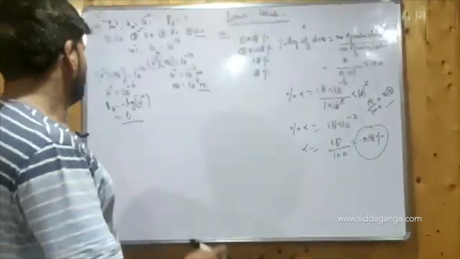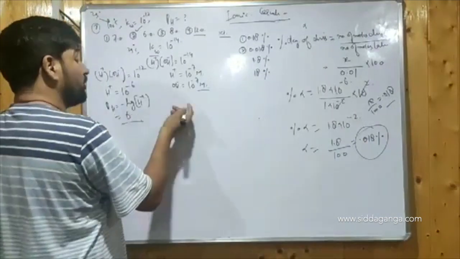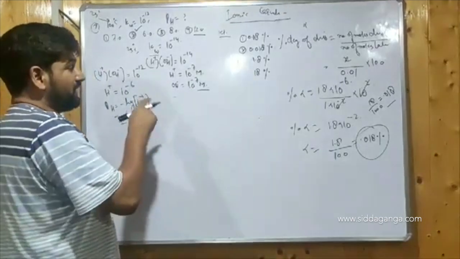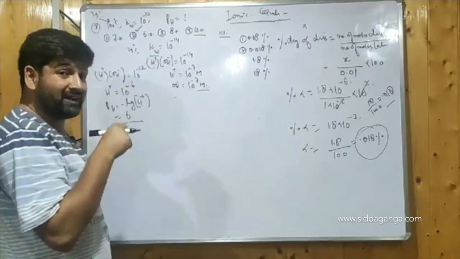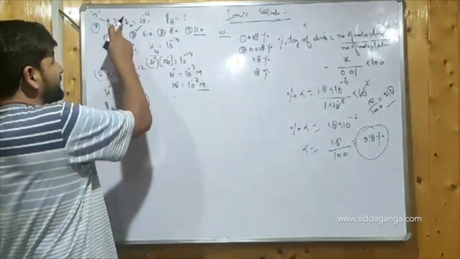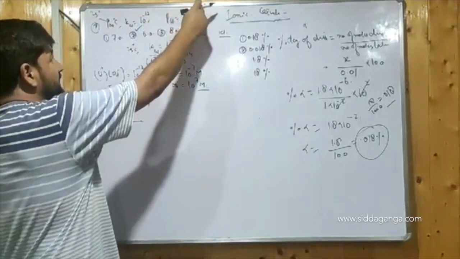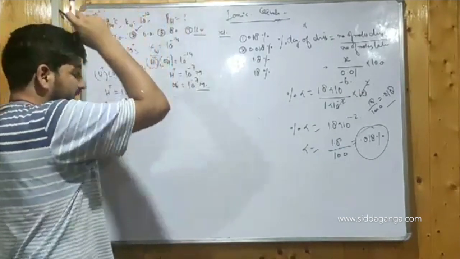Now you might think, sir, does it mean that when you're increasing temperature, water becomes more acidic? Obviously not. Because if pH is 6, that means pOH also will be 6. So pH plus pOH is on the whole equal to 12 here, not 14. Because we have increased the temperature, the value has increased from 10 to the power minus 14 to 10 to the power minus 12.